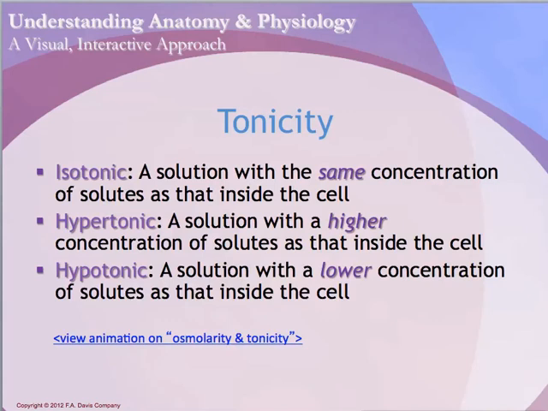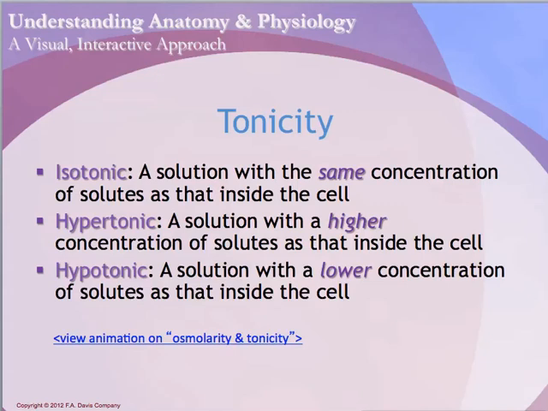So let's go through some definitions first. Isotonic is a solution with the same concentration of solutes as that which is inside the cell. We're always comparing outside the cell to inside the cell. So isotonic: a solution outside the cell with the same concentration of solutes that's inside the cell. Hypertonic: a solution with higher concentrations of solutes outside than what's inside. Hypotonic: a solution with lower concentration of solutes outside than inside.